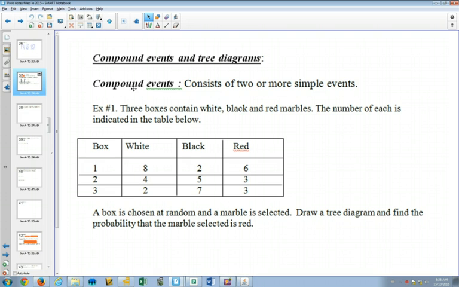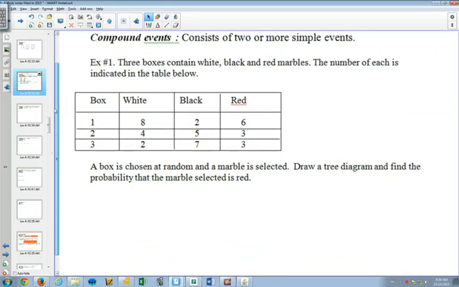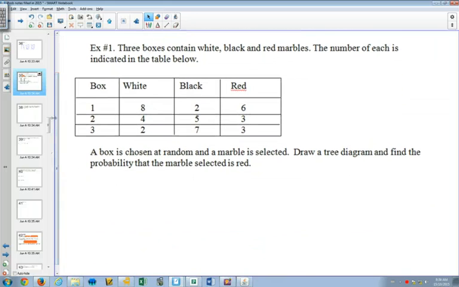So we got 3 boxes here containing different marbles. And we're going to start by making a tree diagram, because first a box is chosen and then a marble is selected. So when we draw our tree diagram, we draw the first branches of our tree to the first event. So what are we doing first? We're choosing a box.